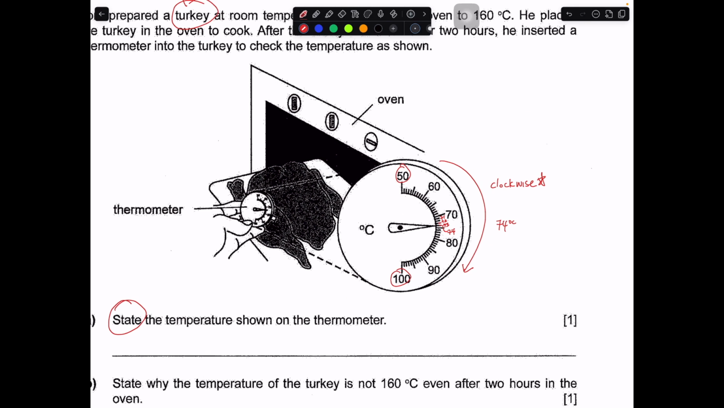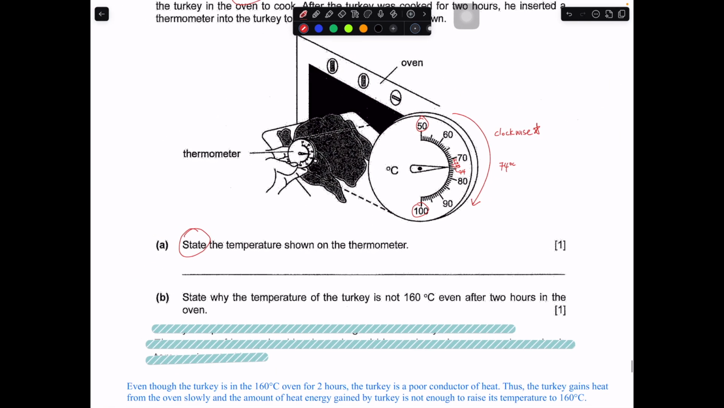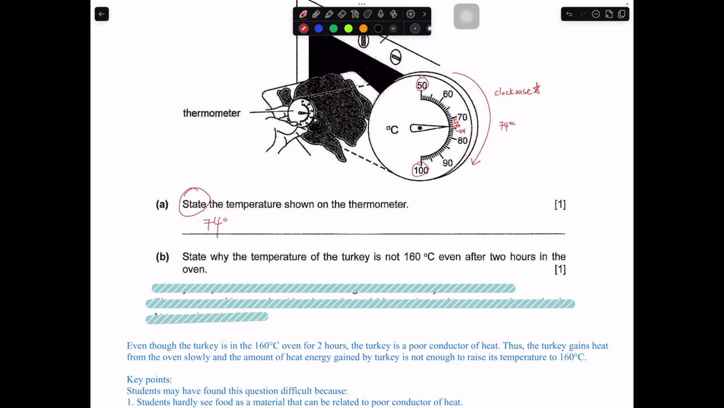So in this case, the idea behind testing part A is really how do you read a measurement? Most of the time they will be asking you to read a temperature reading, or sometimes it could be a length reading when you are given a ruler or a measuring tape. So in this case, 74 degrees Celsius. Remember this one, quite important: units. Most of the time students might forget to put the units in. So 74 degrees Celsius, the units are very important.